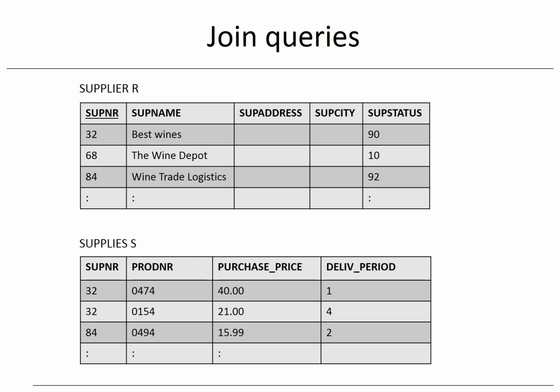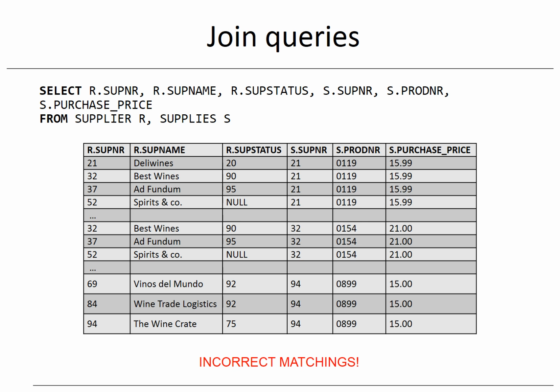Here you can see some example tuples from both tables. Our first attempt to solve the question using an SQL query reads: select r.subnumber, r.subname, r.substatus, s.subnumber, s.prod_number, s.purchaseprice from supplier R, supplies S. Note that we use the shorthand notations R, referring to the supplier table, and S, referring to the supplies table.